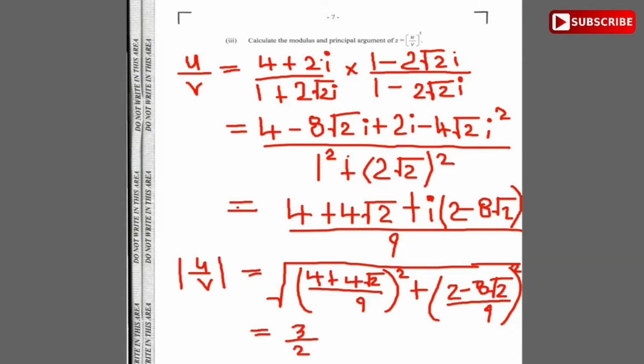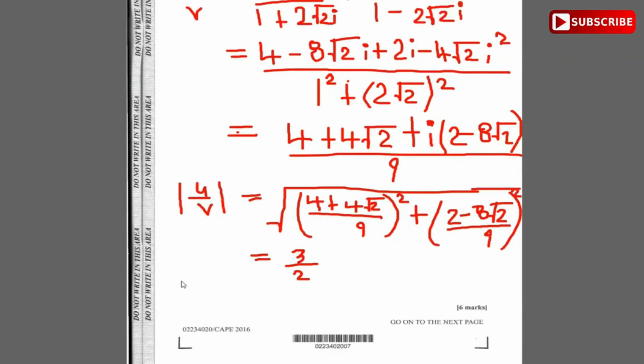And so what they want is the modulus of u over v to the fifth power. So u over v to the fifth power is just going to be 3 over 2 to the fifth power. That's going to give us the modulus of u over v to the fifth. If you want to simplify, you can. I won't. Now they want the argument of u over v to the fifth power.